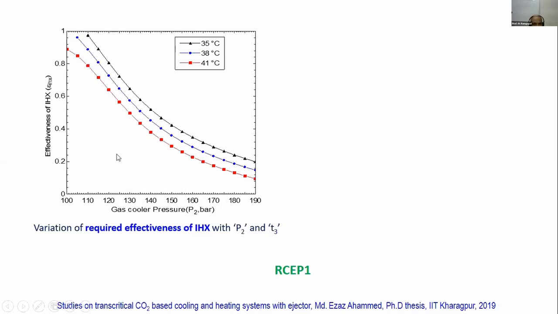For a given gas cooler exit temperature, you can see that as you increase the gas cooler pressure, the required effectiveness of the intermediate heat exchanger goes on decreasing. That means you have to have an efficient intermediate heat exchanger when your gas cooler pressure is low. But if you are operating on the higher side, then you don't require a very effective one, so your initial cost can be reduced. You can also see that as the gas cooler exit temperature increases, the required effectiveness of the intermediate heat exchanger reduces. So this gives us a decision on how much to invest on each of these heat exchangers, especially the intermediate heat exchanger.